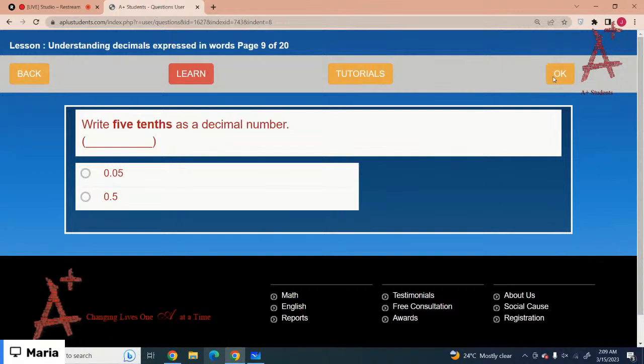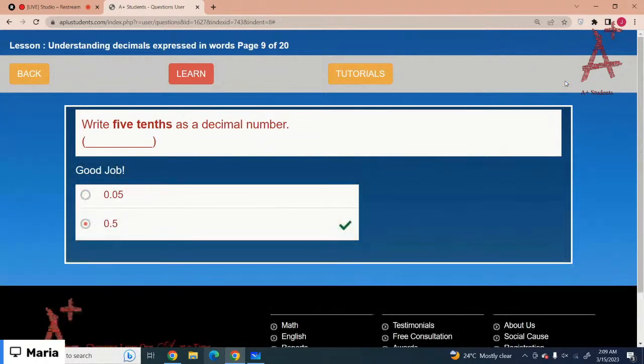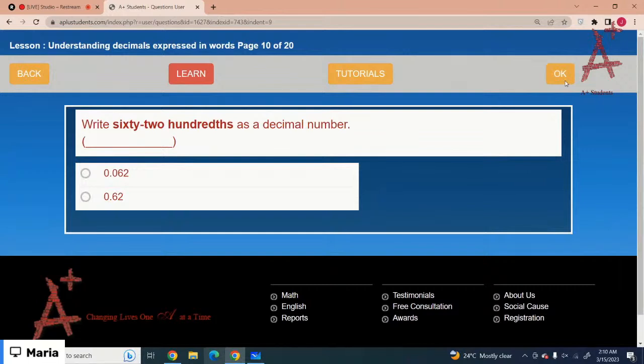Write 5/10 as a decimal number. So which is the correct option? In which option is 5 at the tenths position? Option number two is the correct option. Got it? 5 is at the tenths position here, so it would be the correct option. Write 62 hundredths as a decimal number. So which is the correct option?